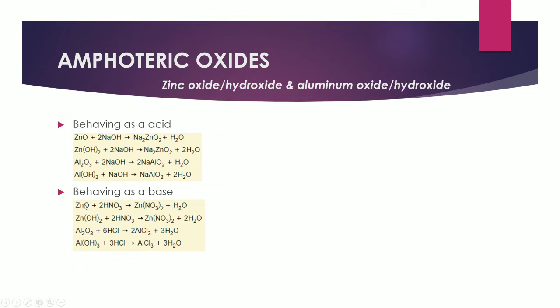You just combine the metal from the oxide with the anion from the acid, which is the nitrate ion here in this case, along with the zinc.